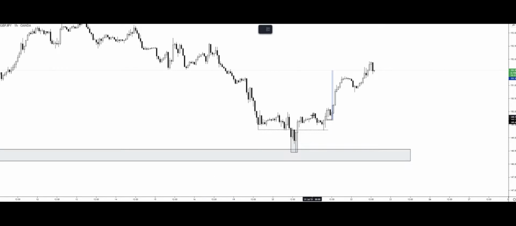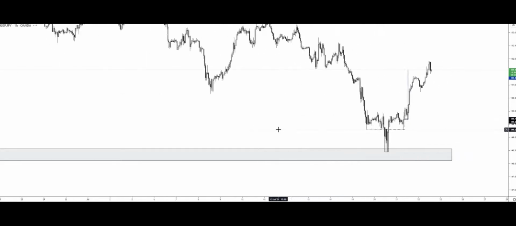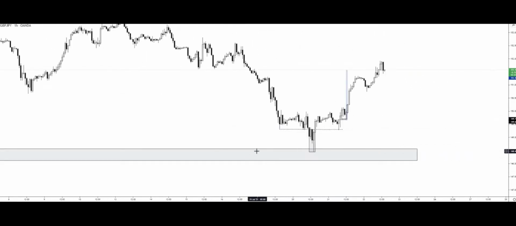Now, in order for me to look for long opportunities, I would prefer to see a break of structure above this range, because obviously once we see a price break above the range, that can tell us that demand levels are most likely going to be respected. But if we broke below this range, then obviously that would invalidate the whole looking for long opportunities. So a higher time frame point of interest, price tapped into it. If you took a trade off there, the max you're getting is 6% off a risk entry.